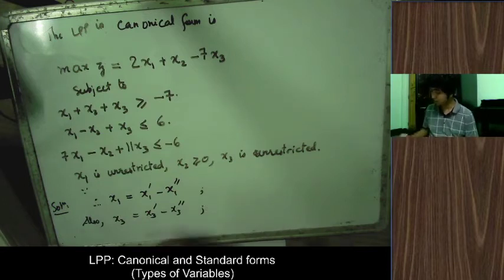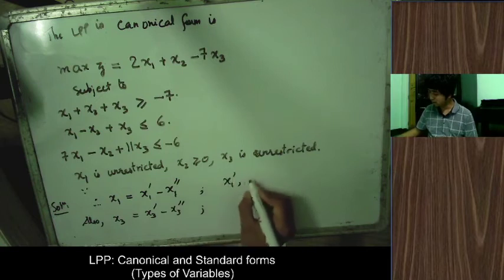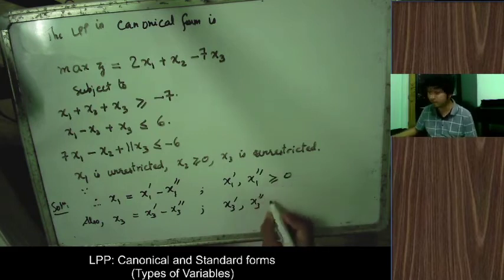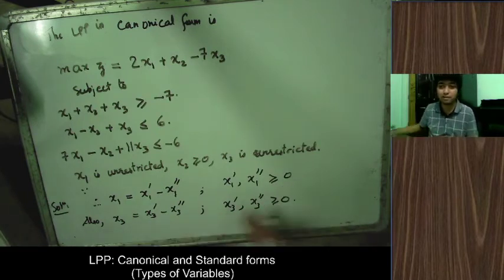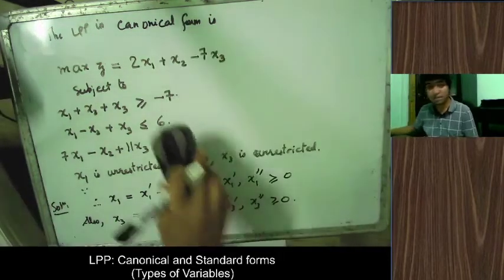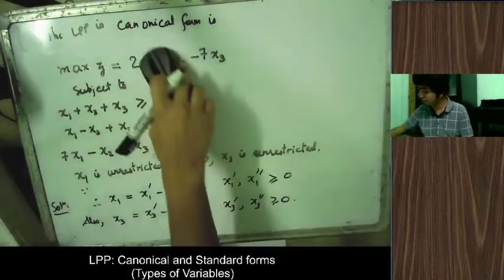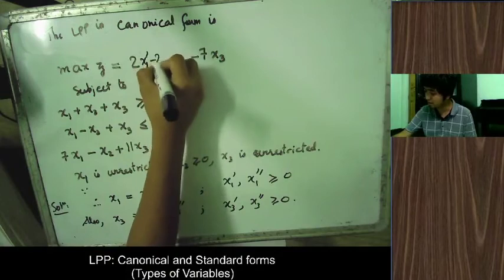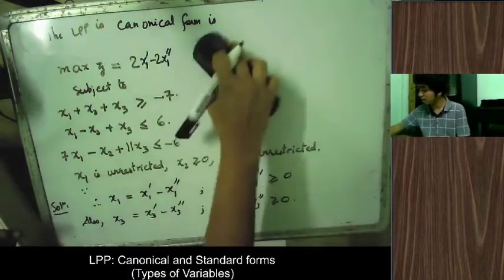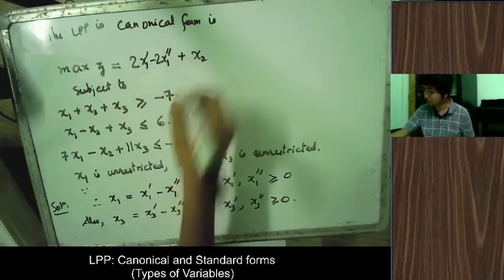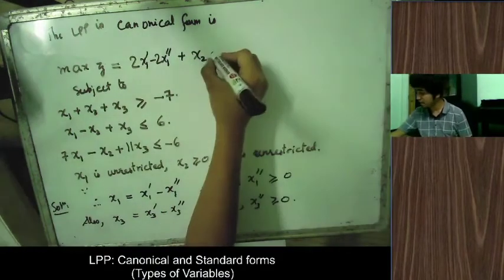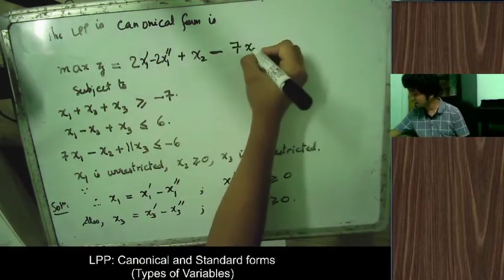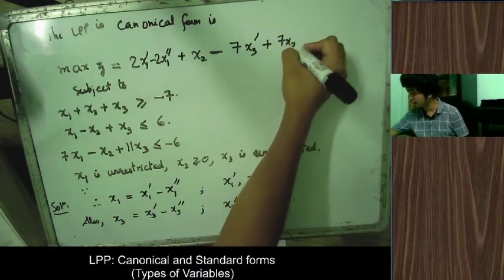x1 dash, x1 double dash, x3 dash and x3 double dash, they are all greater or equal to 0. So this is what we are having. So now we just need to convert this objective function. So instead of x1, we will write x1 dash minus 2 x1 double dash plus x2. x2 is already greater than or equal to 0, and minus 7x3 becomes minus 7 x3 dash plus 7 x3 double dash.